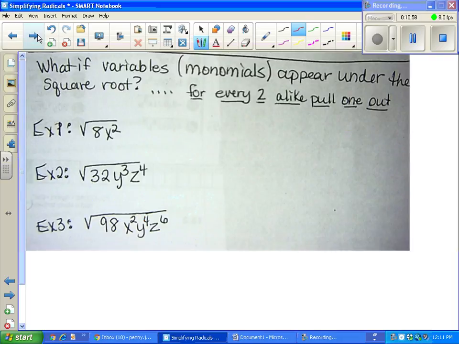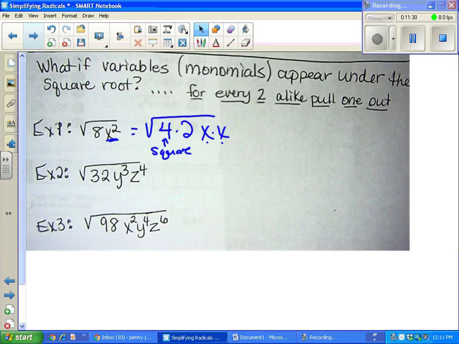All right, what if variables or monomials appear under the square root? Then you simply do the same thing we've said. For every 2 variables alike, pull one out. So I'm going to work with 8, and this time I'm going to work out the whole thing and draw it out. That gives me 4 times 2, and 4 is a perfect square. I'm always trying to think of perfect squares. That's going to really be x times x. If I take x squared and break it down, I get x times x. For every 2 factors alike, pull one out.